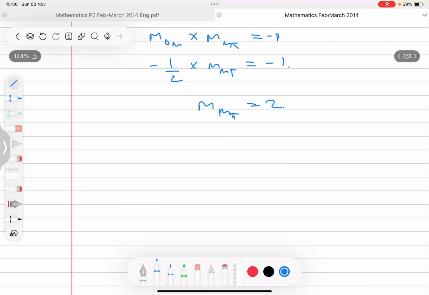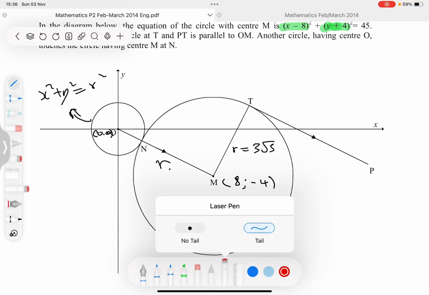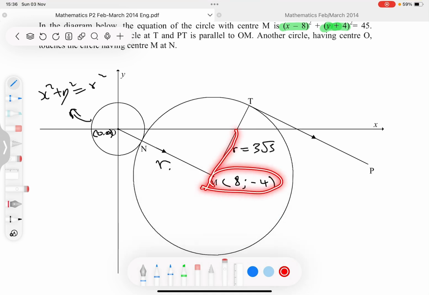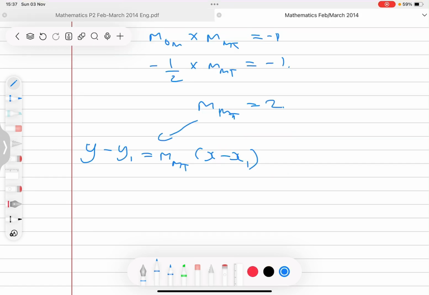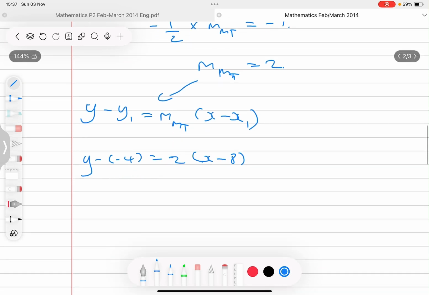At this stage, we have two options. We can use that option that says y minus y1 is equal to the gradient of MT times (x minus x1), right? Now with this one, I'm going to use this point here, because remember, this point M is a point on this line, right? So I'm looking for the equation of this line, MT, right? So I'm going to use the point 8 and -4, so that now my y1 will be given by -4. So we'll have y minus -4 is equal to 2 times (x minus 8).